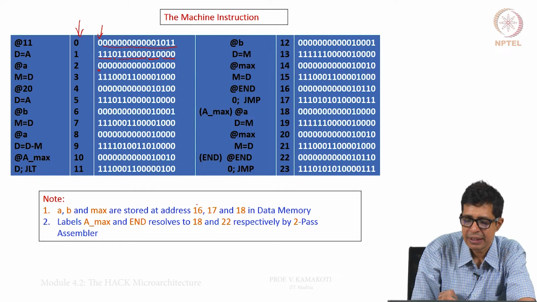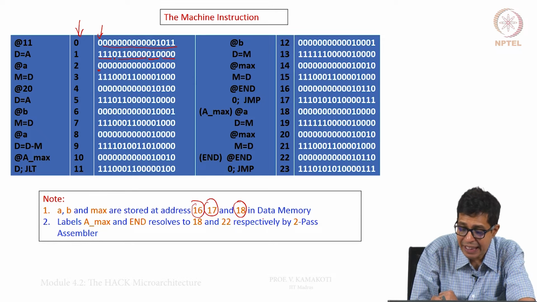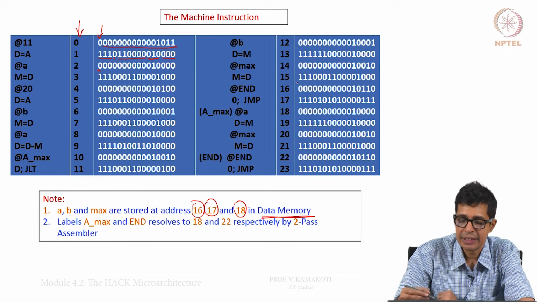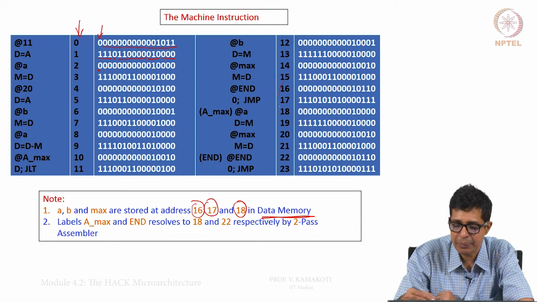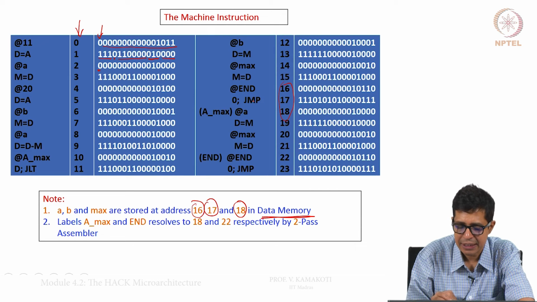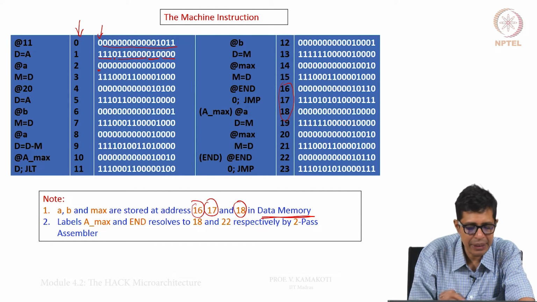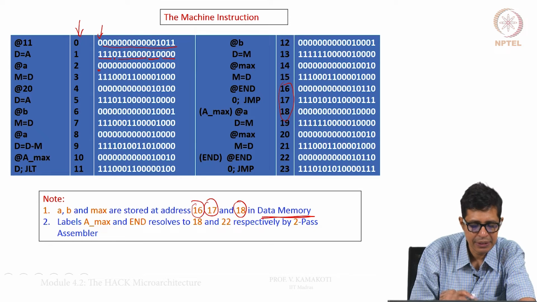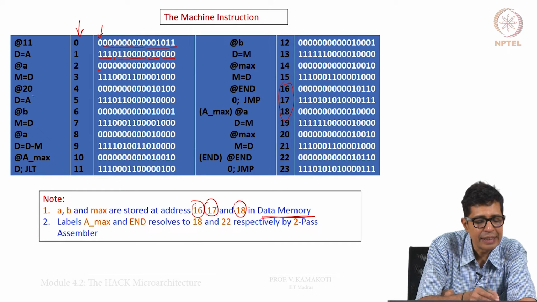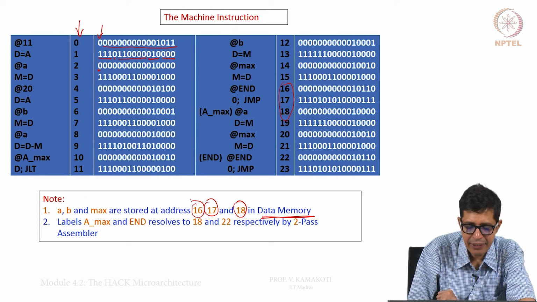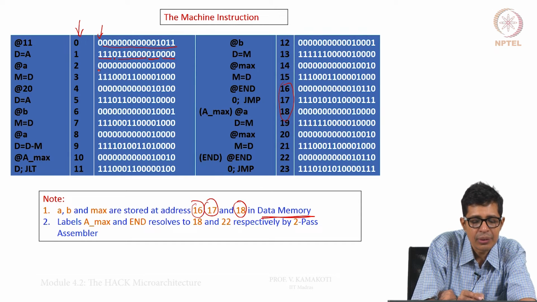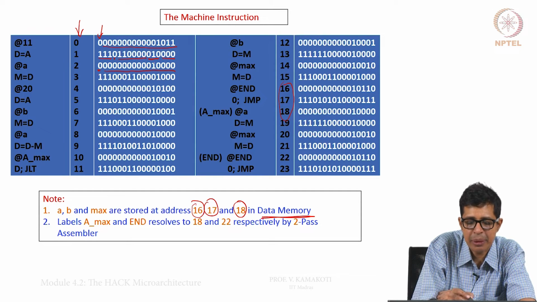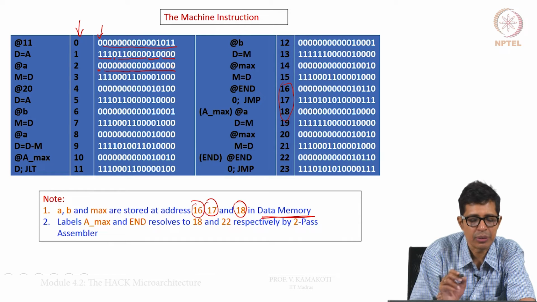Now, at A, again this is an A instruction which is 0, and let us assume that A, B and max are stored at addresses 16, 17 and 18 in the data memory. The 16, 17 and 18 in the instruction memory is occupied by these instructions, while 16, 17 and 18 in data memory is occupied by A, B and max. So, when I say at A, it means that A is stored at 16. So, this is 0 and the remaining bits correspond to the decimal value 16, 10000.